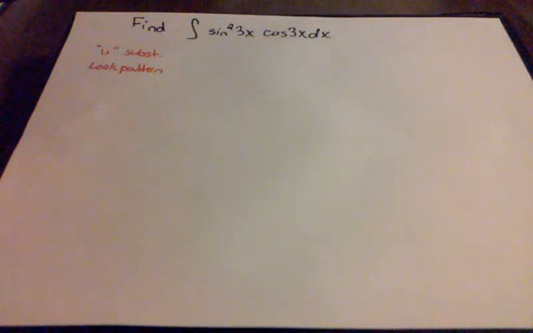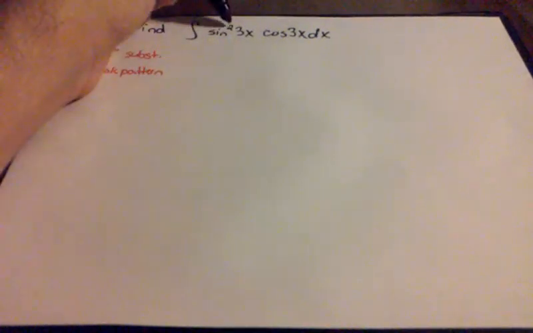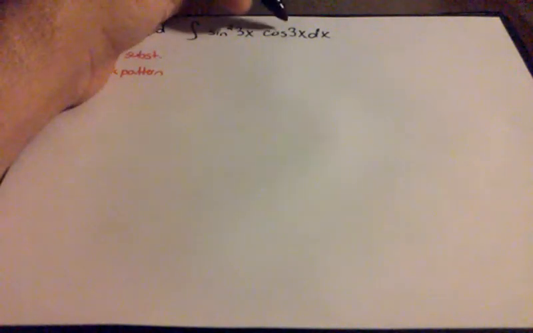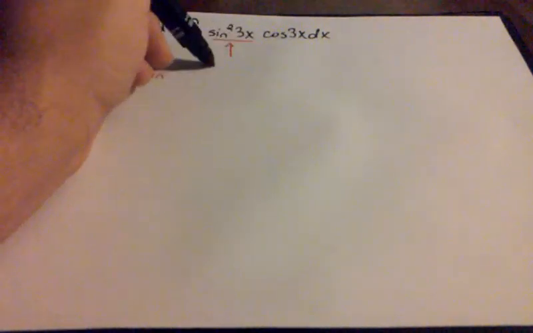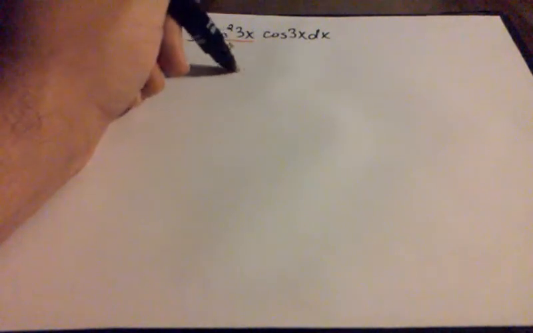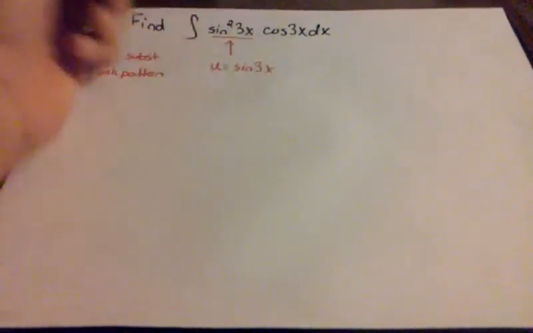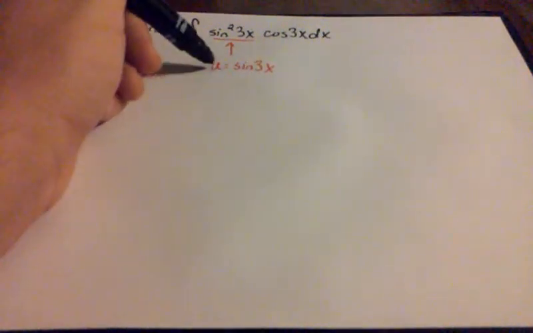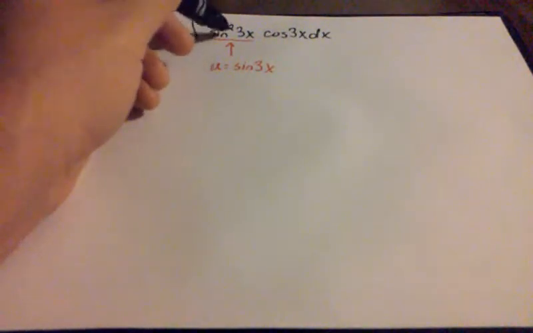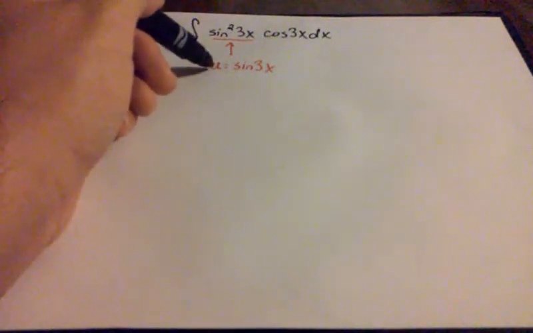Just remembering the derivative of cosine is negative sine, and the derivative of sine is cosine. If you notice, the sine has an exponent of 2, the cosine doesn't have an exponent. So basically, I'm going to let u just be equal to sine of 3x. The reason is because if I'm successful with this, then I can just let this be u squared. All right, now let's take the derivative of u.